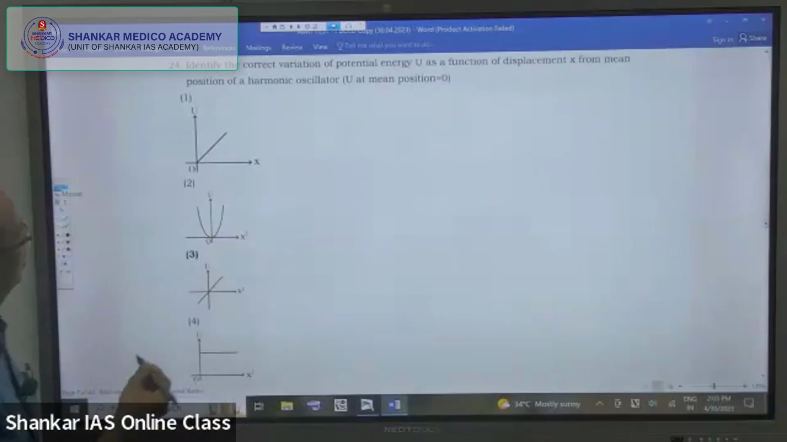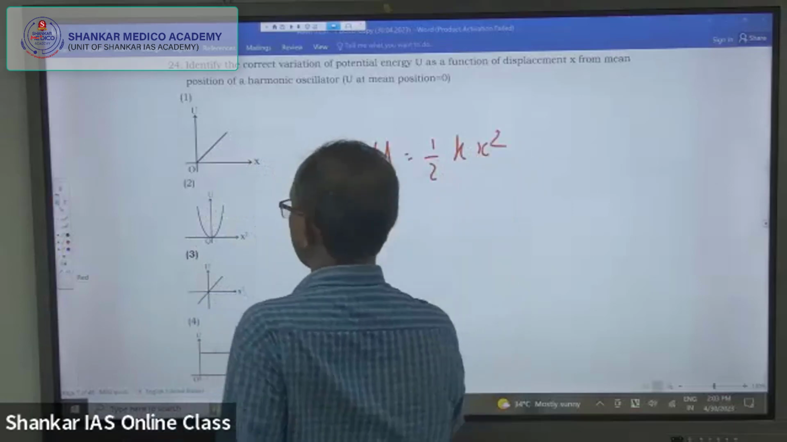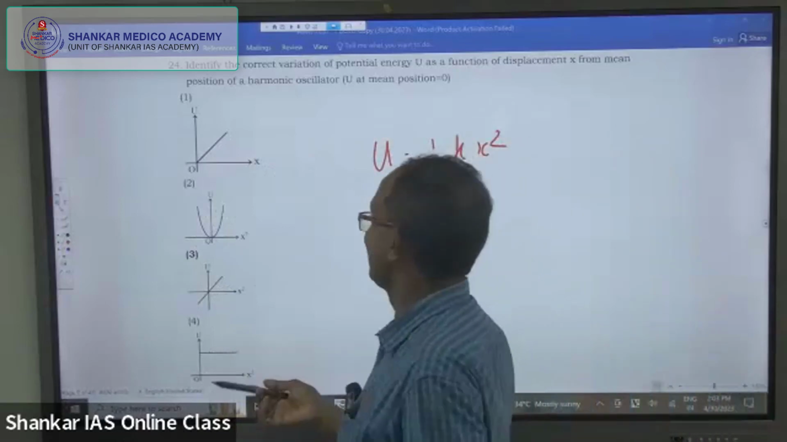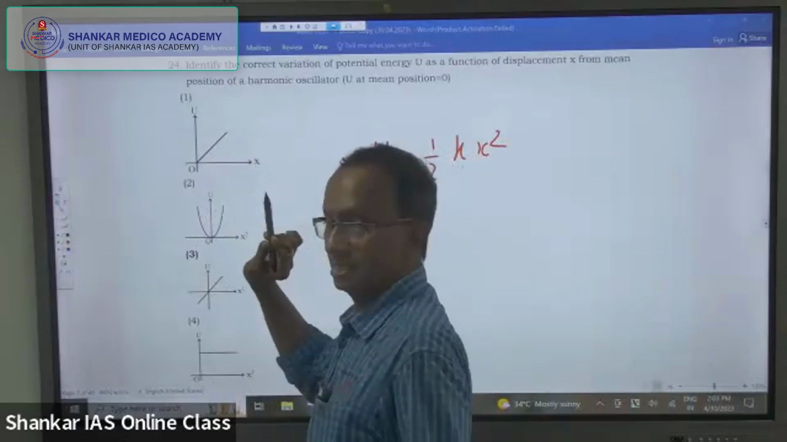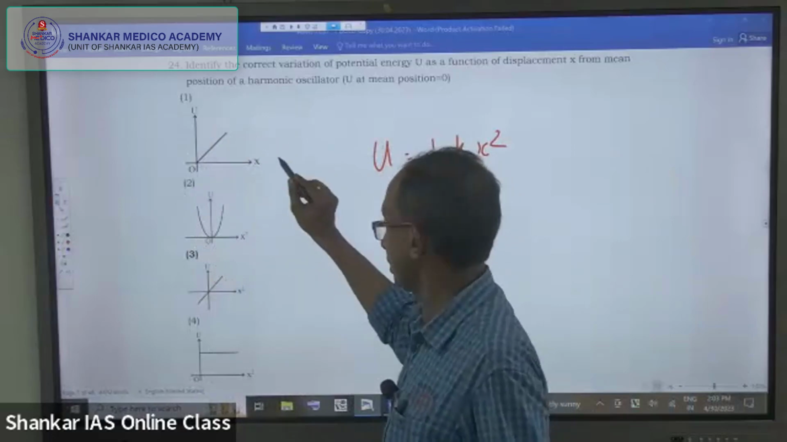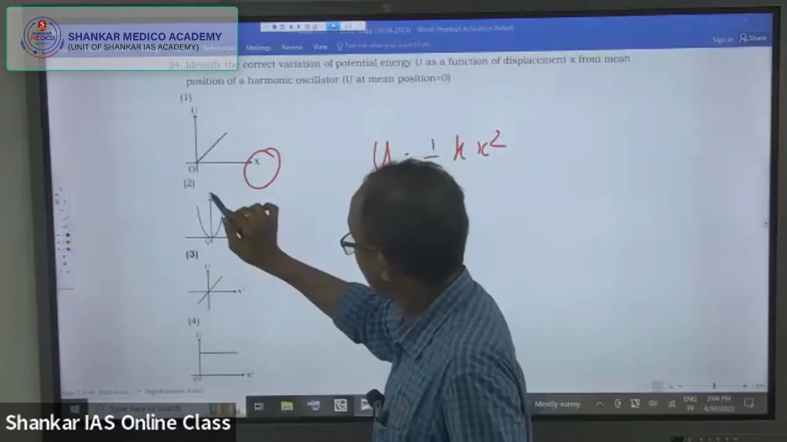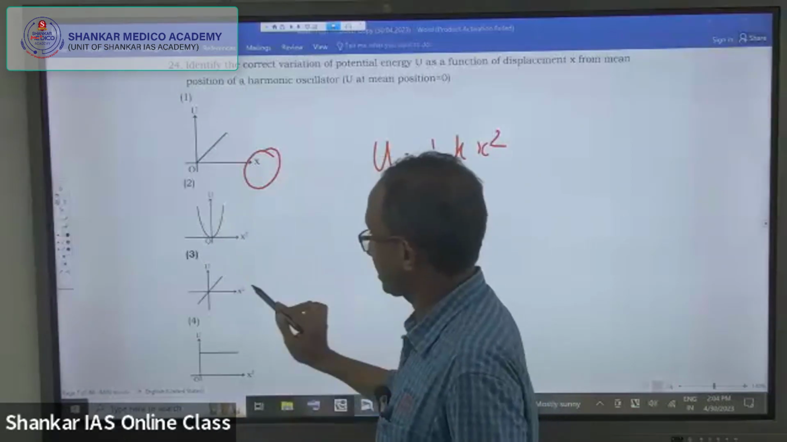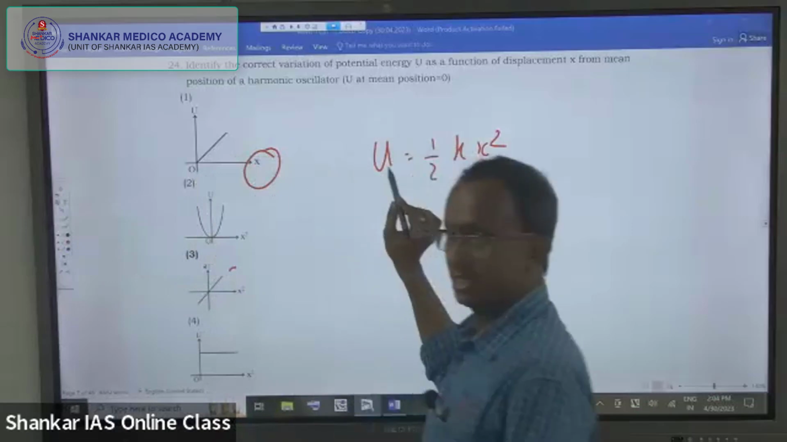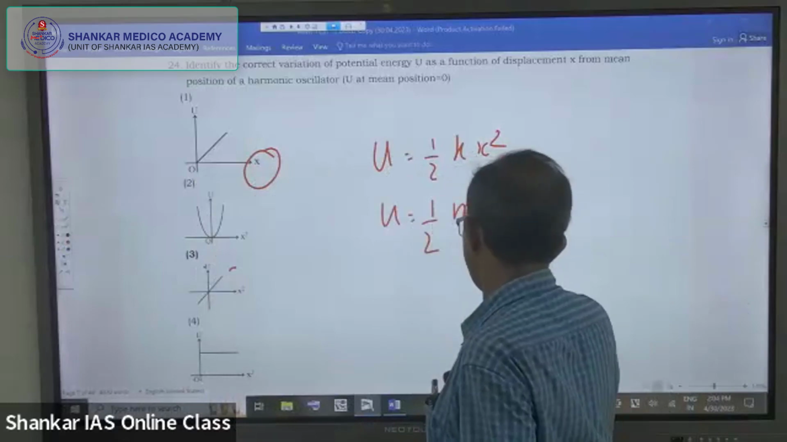See here, U equals half kx squared. Here answer is 3. Anybody got it right? 3. Okay. Most students may be writing this answer, but it should be U and x squared. Here x squared is not there. When U and x is plotted, it should be a parabola, but here U and x squared is plotted, so this is also wrong. But the next choice is U and x squared as a straight line. This is the only relation. 3 is the answer. The relation is U equals potential energy equals half kx squared, or U equals half m omega squared x squared.